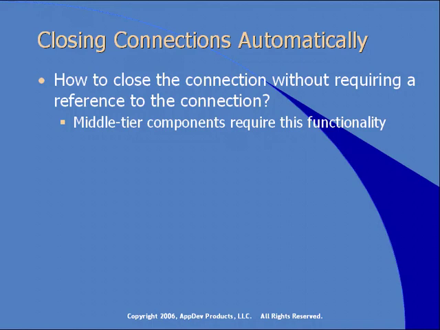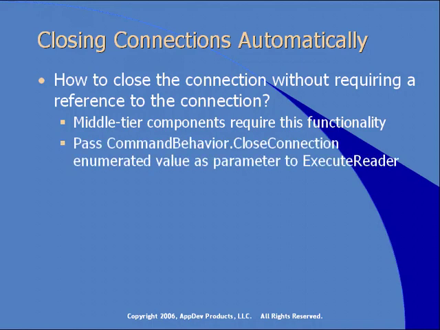When the client-side code is done with that object, the reader, how is it supposed to indicate back up to the middle tier that it's done? It's pretty easy. All you have to do when you create the reader, when you call the execute reader method of the command, you have to pass a special enumerated value as a parameter. There's the CommandBehavior.CloseConnection enumerated value.